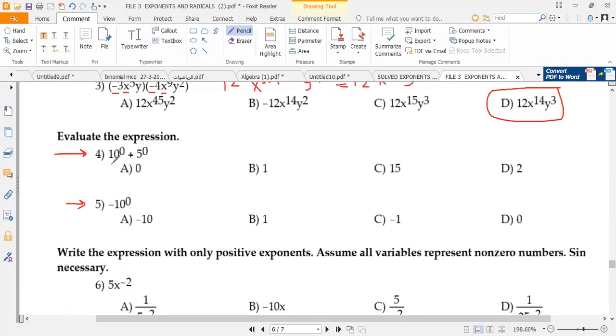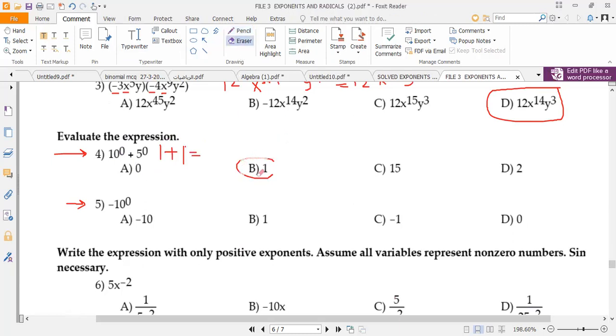So here, 10 to the power of 0 equals what? 1. Okay. And 5 to the power of 0 is also 1. So the sum of both of them will be 2. So your answer must be D. Okay, thank you. Next for you, Maria.